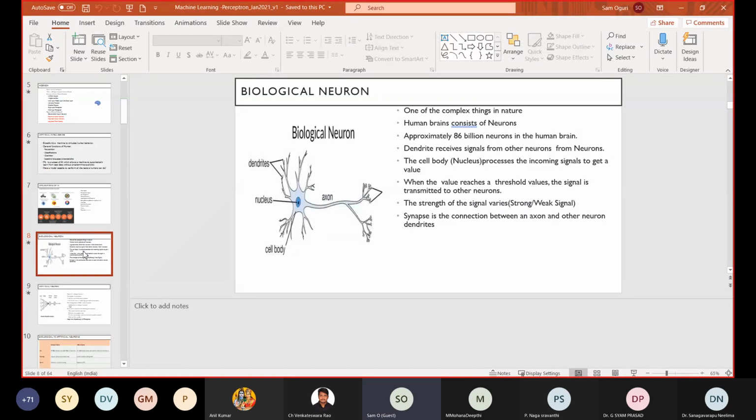Whether the signal transmitted through the axon can be transmitted or needs to be suppressed depends upon the threshold. If the strength of the signal from the nucleus is very high, the signal is transmitted to the other neurons. On the contrary, if the signal is weak, then that signal will not be transmitted to the other neurons. The synapse is the connection between the axon and other dendrites. So this is the biological neuron that is used in replicating the artificial neuron.